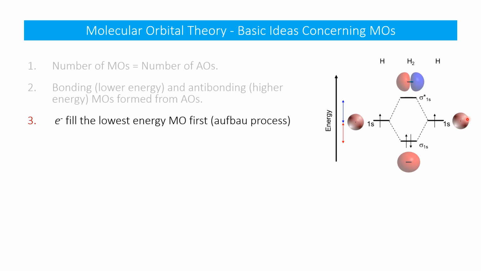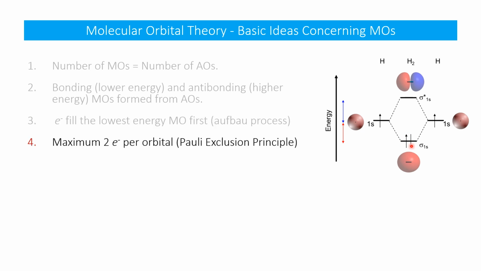Now, with the hydrogen molecule, for example, we fill in according to the Aufbau process, meaning we start with the lowest energy level. There is a 2-electron system, because each hydrogen brings 1 electron to the system, located in its 1s orbital. And then those 2 electrons will sit in this sigma 1s, i.e. the bonding molecular orbital, and according to the Pauli exclusion principle, they have to be of opposite spin.